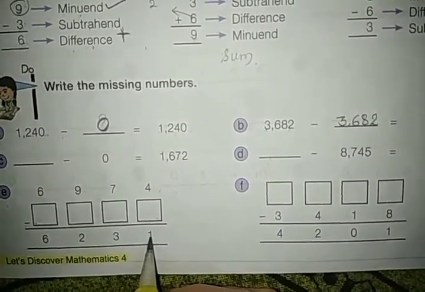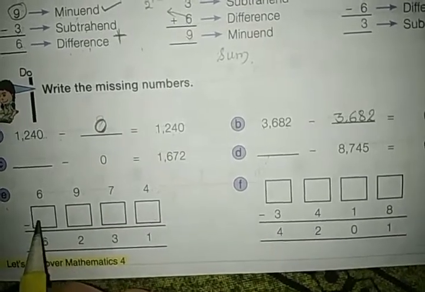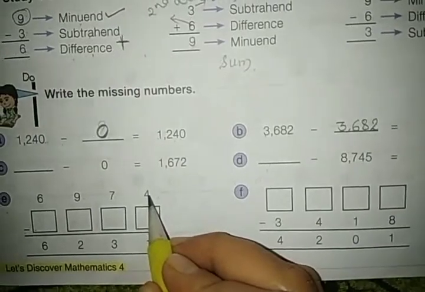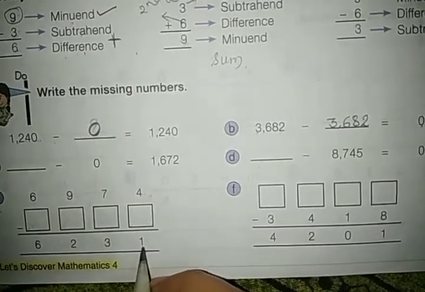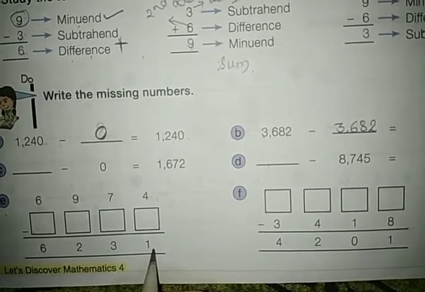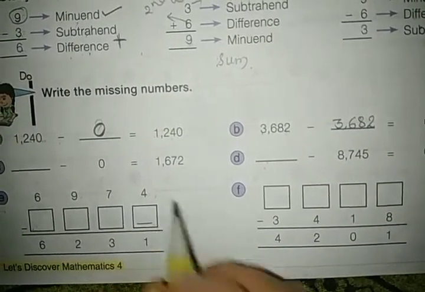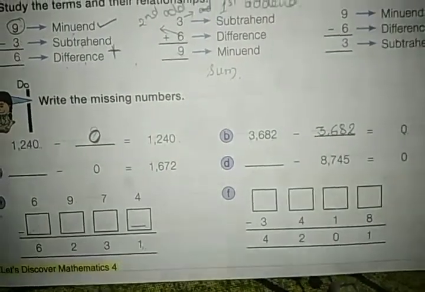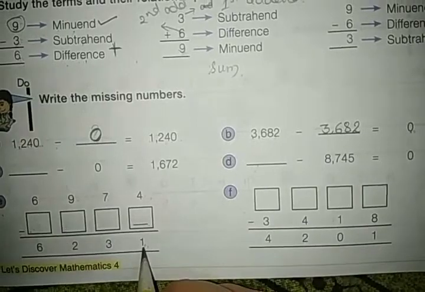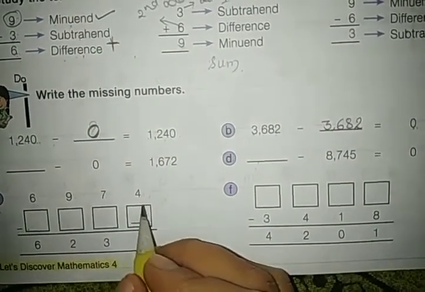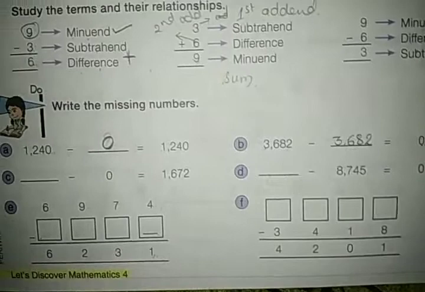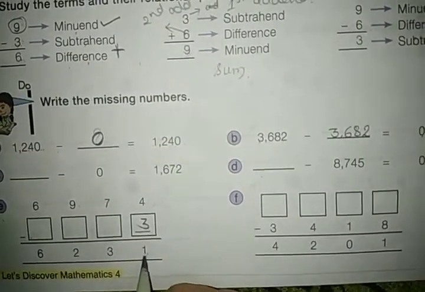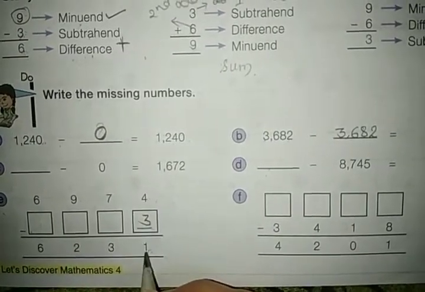Now let's find out what numbers will come in the subtrahend places. See here, 4 is there in the minuend place and the difference is 1. When you subtract which number from 4, will you get the answer 1? 4 minus dash is 1. If you subtract 3 from 4, you will get the answer 1. 4 minus 3 will be 1.